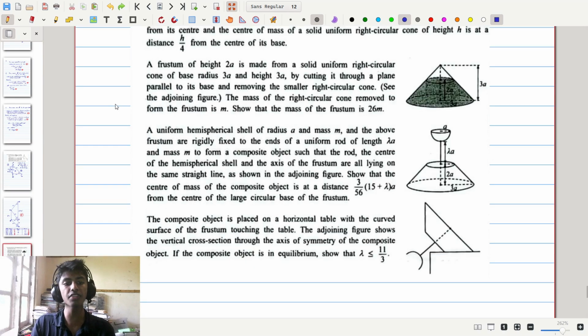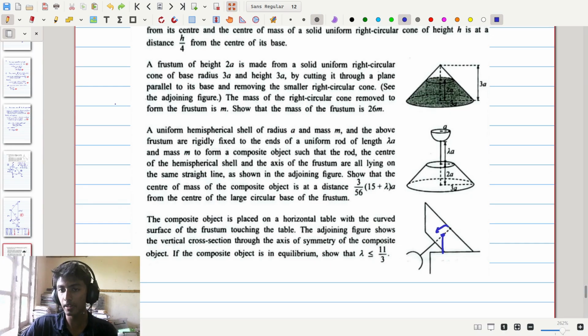So finally it says the composite object is placed on a horizontal table with the curved surface of the frustum touching the table. It then says the adjoining figure shows the vertical cross section through the axis of symmetry of the composite object and asks us, if the composite object is in equilibrium, show that lambda must be less than 11 over 3. So basically for this particular situation, we can find some equations here and we can show if we have this point and the center of gravity here or center of mass here is beyond this point, then the object is going to topple.